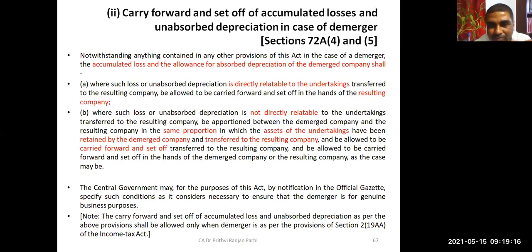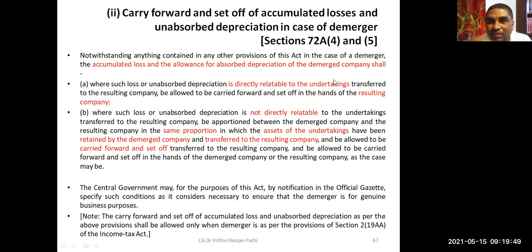Now, we'll deal with one more situation. The amalgamation part is over. What will happen in case of demerger? In case of demerger, as you know, a company is split into maybe multiple companies. So in this case, what will happen? The accumulated loss and allowances of depreciation of the demerged company shall be allowed to be carried forward where such loss or unabsorbed depreciation is directly relatable to the undertaking.